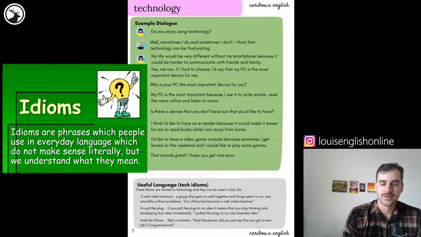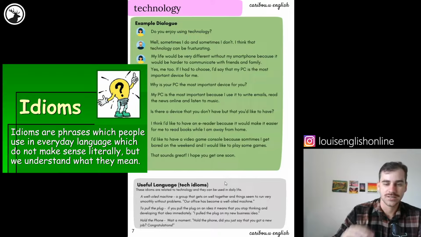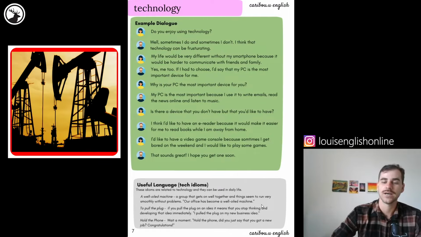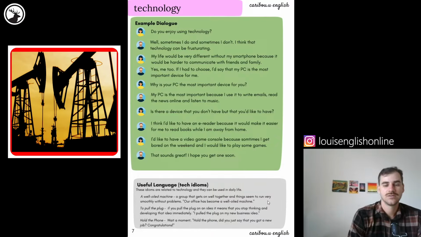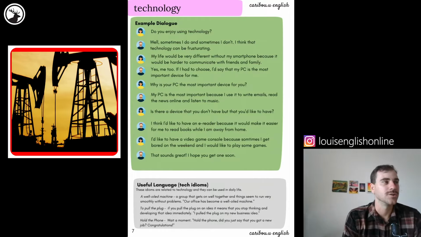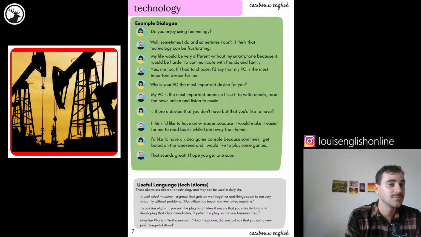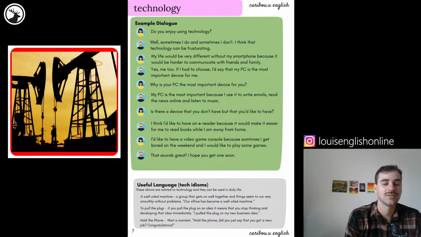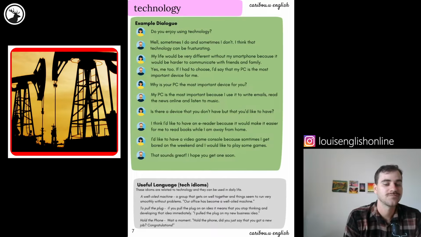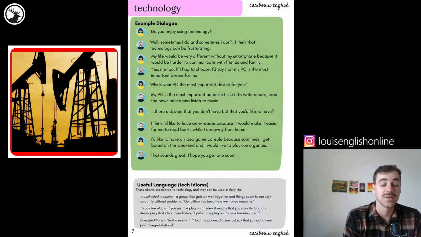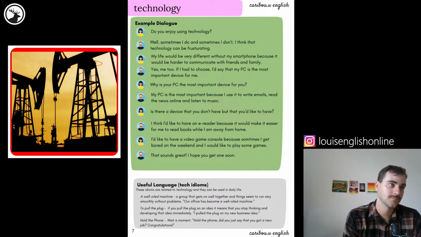Okay, at the bottom we have technology idioms. These idioms are related to technology and they can be used in daily life. The first one is a well-oiled machine. What does that mean? A well-oiled machine. So that just means a group of people that get along well together and work well together. It's like a good team. So you could say, our office has become a well-oiled machine.